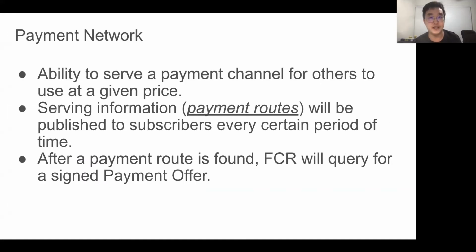Okay, so enough for the CID network. Let's talk about the payment network. After you create a payment channel to someone, you can choose to serve the payment channel for others to use at a given price. The serving information is in the form of payment routes, which I will talk about in the next slide. The payment routes will be published to subscribers every certain period of time until you stop serving. If someone wants to do a proxy payment, it will first find a payment route, then use the payment route to query for a payment offer.